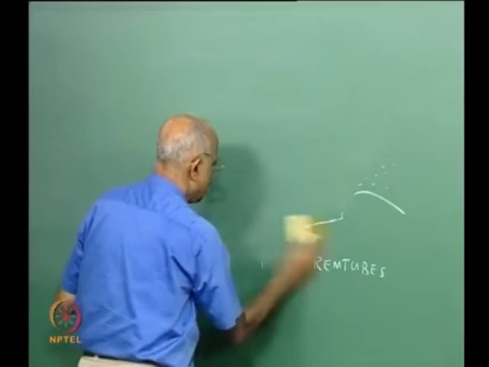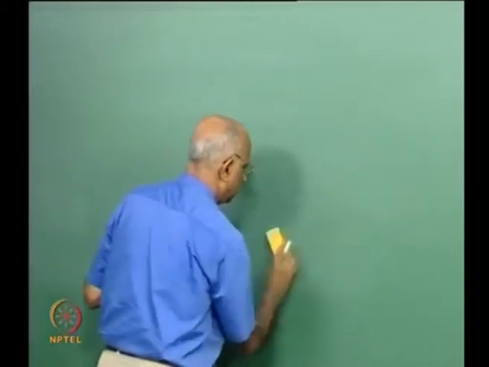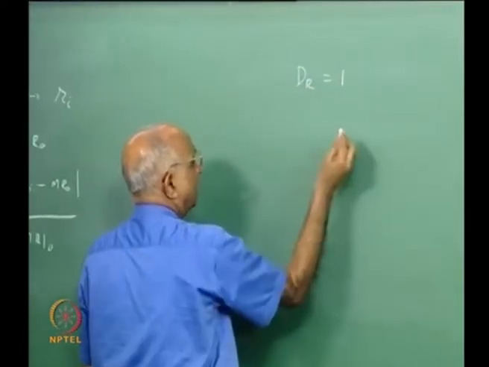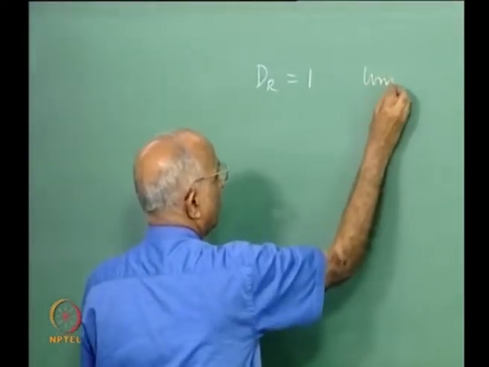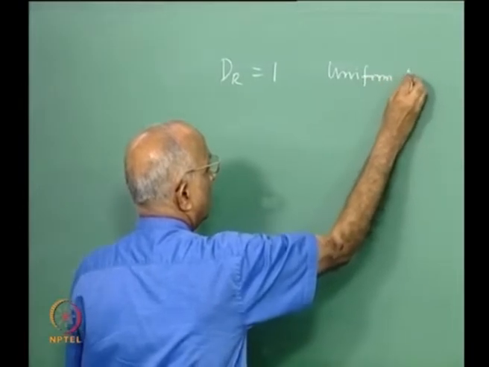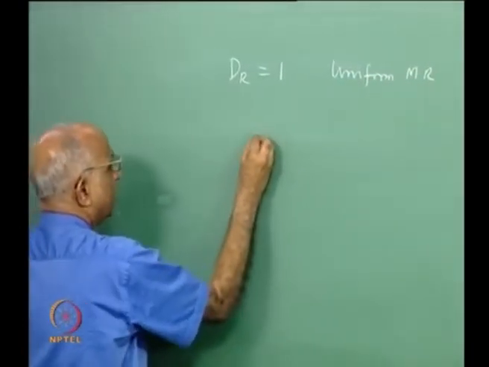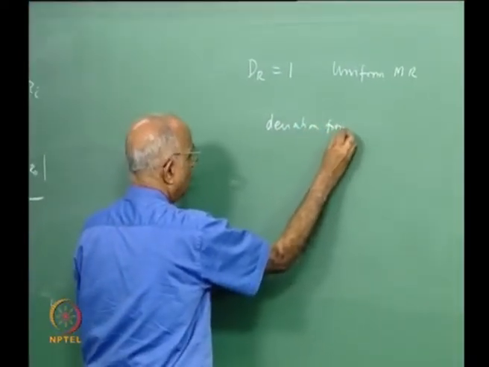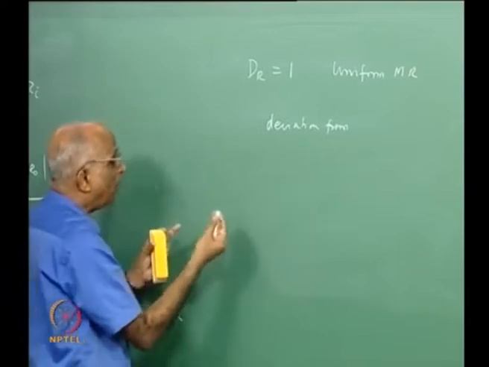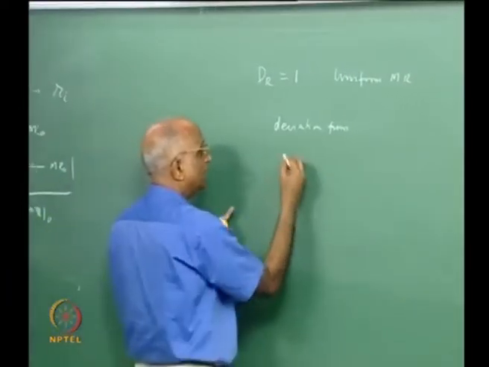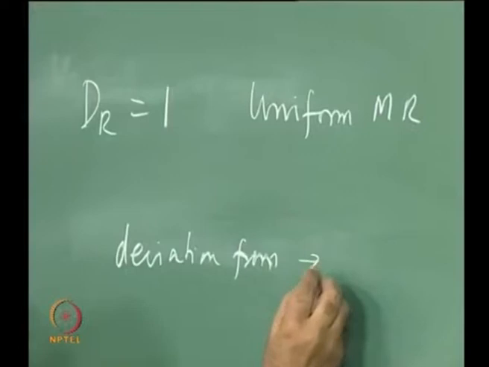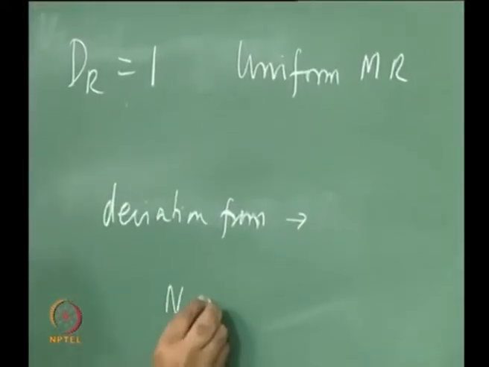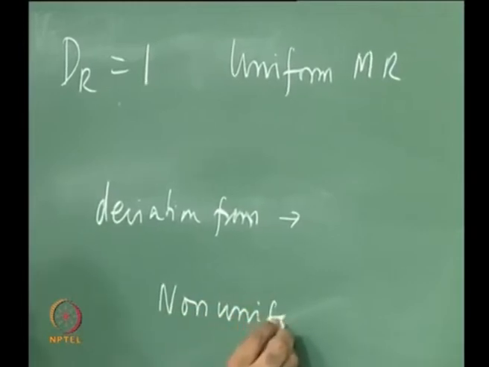We tell ourselves, well, the distribution parameter dr, if it is 1, it tells us I have uniform mixture ratio. Whereas, the deviation from 1, it is always going to be less than 1, and the amount it is less than 1 tells us how much it is deviating from a uniform distribution, and therefore, we say it is a non-uniformity parameter.